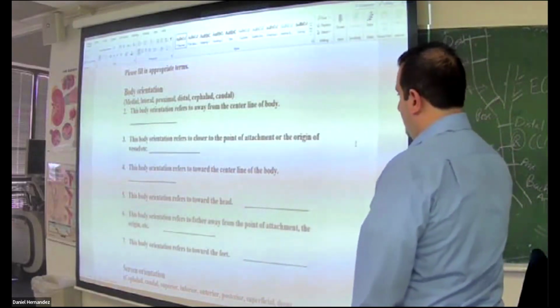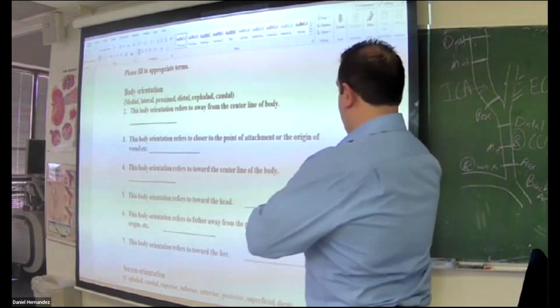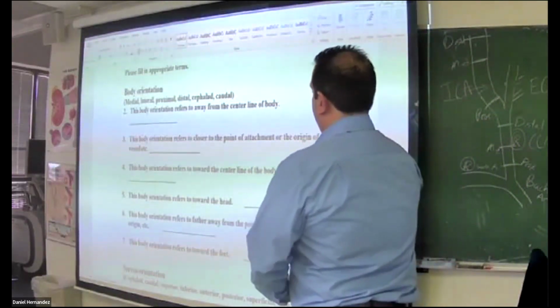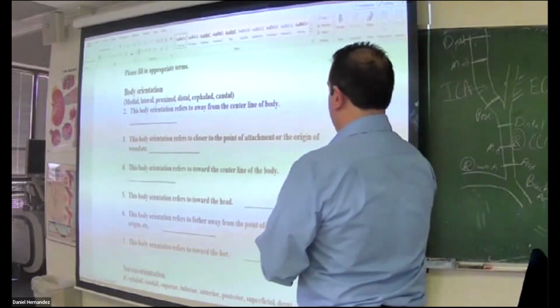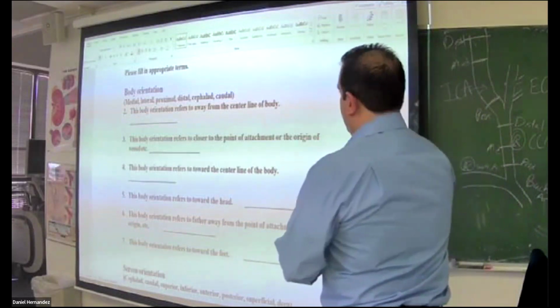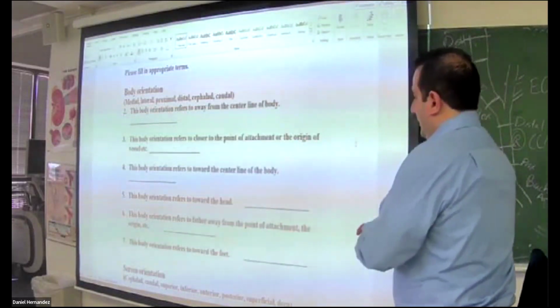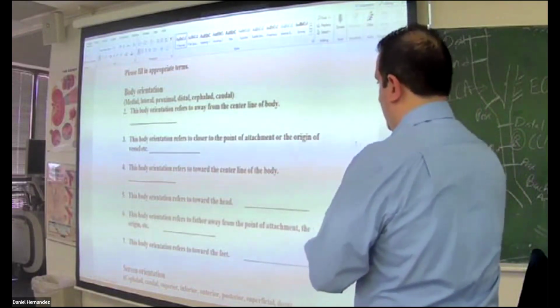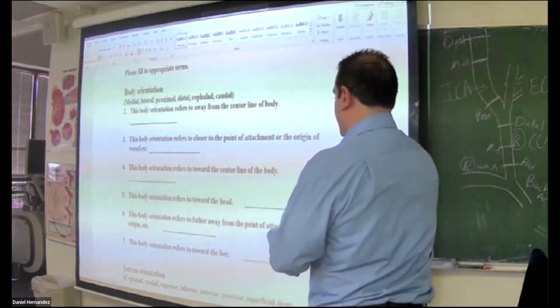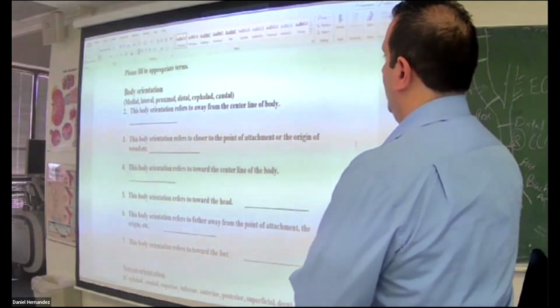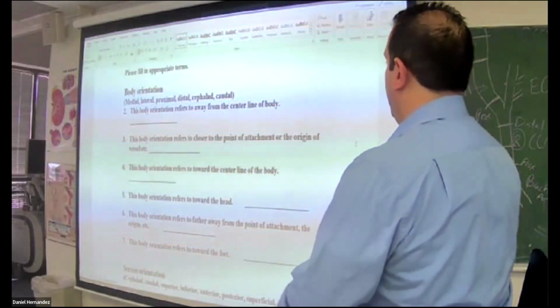The body orientation that refers to towards the center line of the body, the midline, is medial. The body orientation that refers towards the head is going to be cephalid. The body orientation that refers to further away from the point of attachment or origin is distal. And the body orientation that's towards the feet, a little bit more reinforcement, is going to be caudal.